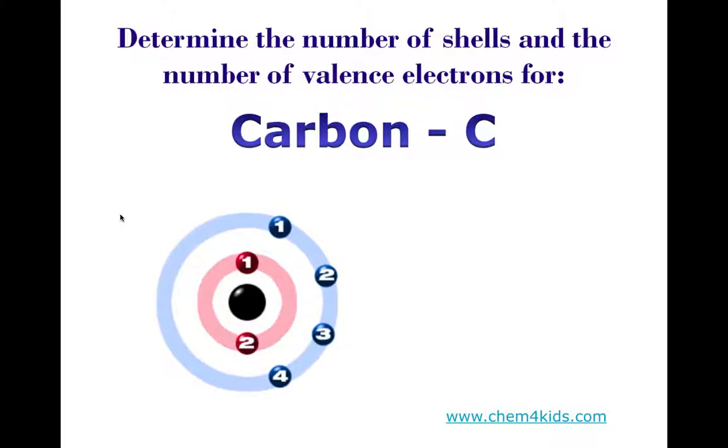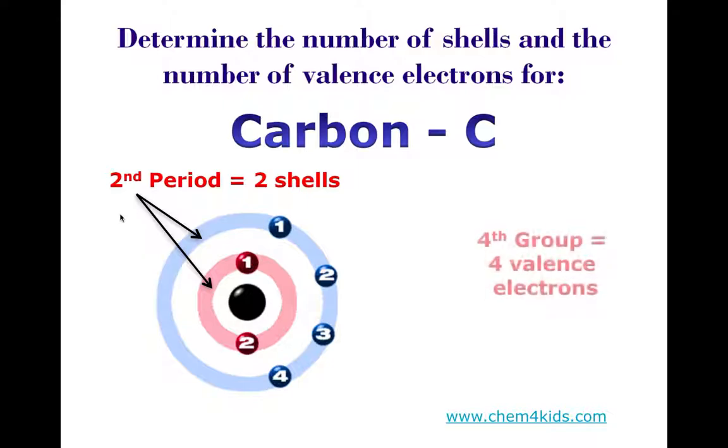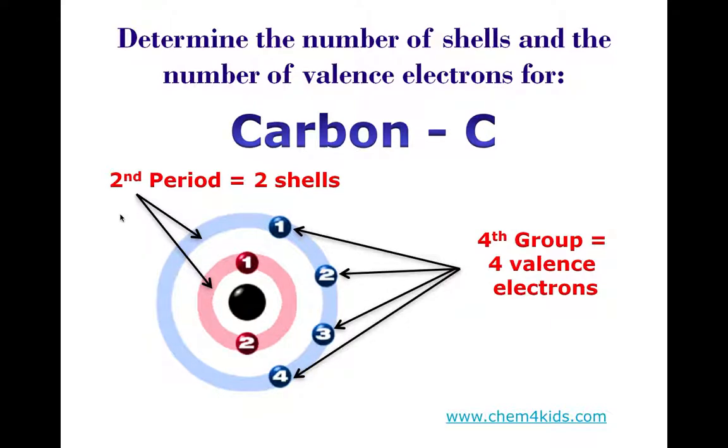Okay, so first off, let's find carbon. Carbon is found in the second period, so you'll see that we have 2 shells in carbon. Carbon is found in the fourth group, so in the outer shell, that second shell, there's going to be 4 valence electrons. Okay, so you will see that carbon is element 6 on the periodic table, so it has 6 total electrons. So if you notice in the first shell we have 2, and in the second shell we have 4, so a total of 6.